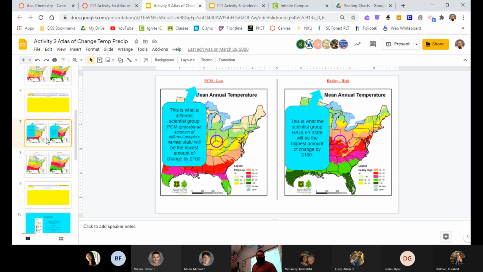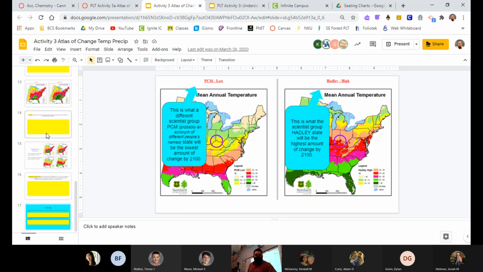And then, again, for this graph here, we have a different group of scientists. PCM, probably an acronym, or a location or a city or something like that. Probably a different group of scientists. This is their low model versus Hadley's model of high. There are different scientists making different models here, but ultimately, I hope by the end of this you'll see that scientists are predicting that there will be a change in our climate, unfortunately. Okay, that's your work for today.